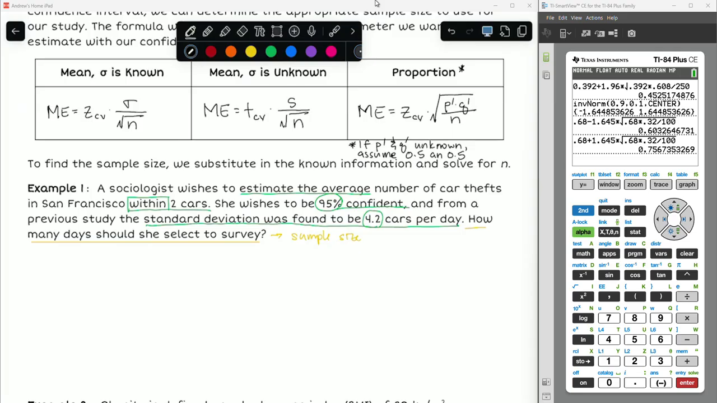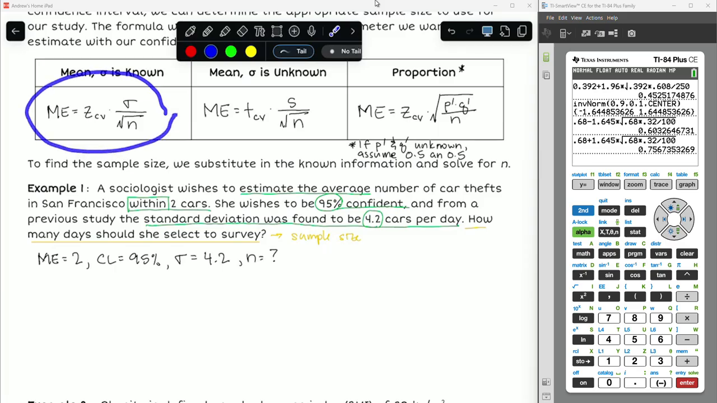So let's go ahead and list what we're given. So we know our margin of error is 2. Our confidence level is 95%. Our standard deviation is 4.2. And I'm asked for sample size. So looking at what I have and what I want, I know I'm in this box up here. So I'm going to grab for that formula. Margin of error equals critical value times sigma over square root of n.